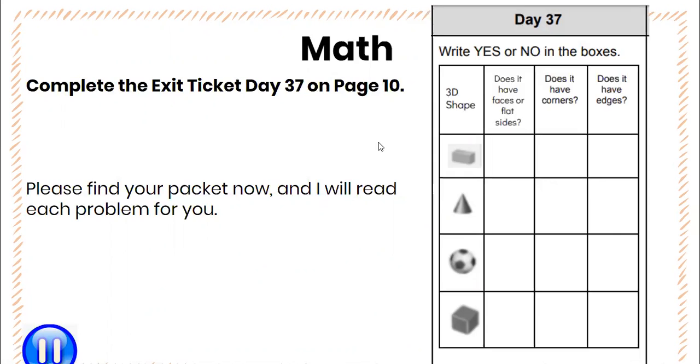Once you have your packet, let's look at this part under day 37. Your job is to write yes or no in each box. First, look at the rectangular prism. Does it have faces or flat sides? Yes or no? Does it have corners? Yes or no? Does it have edges?